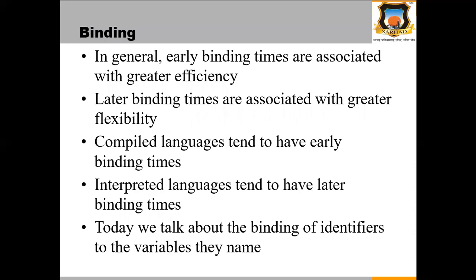Now there is the concept of early binding, which is associated with greater efficiency. Early binding means the binding is performed before runtime. The association between names and their values is performed before execution. Then there is later binding also. Later binding times are associated with greater flexibility. Basically, compiled languages use early binding times, and interpreted languages use later binding times. Today we will talk about the binding of identifiers to the variables they name.